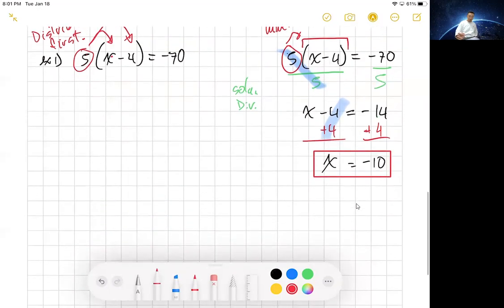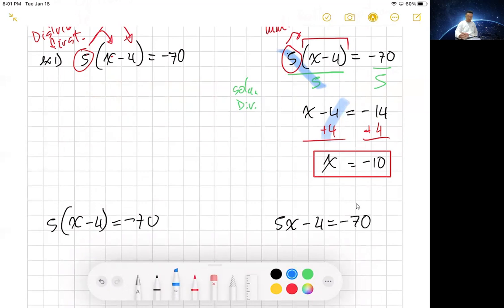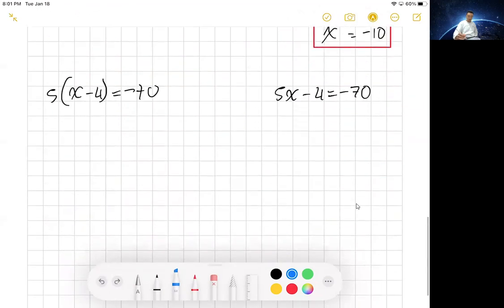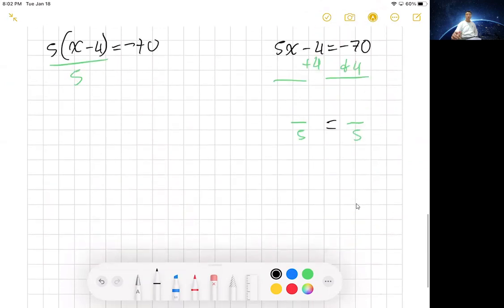Now, please do not confuse 5 times x minus 4 equals negative 70 with 5x minus 4 equals negative 70. Okay. And you notice that the difference is the parentheses. This one has parentheses. This one doesn't have parentheses. Here, again, we divide by 5. But here, I would go ahead and add 4 first, and then I would divide by 5 later. So hopefully you know the difference there.